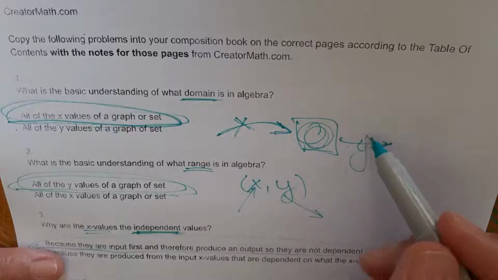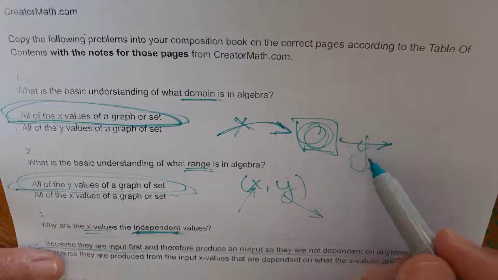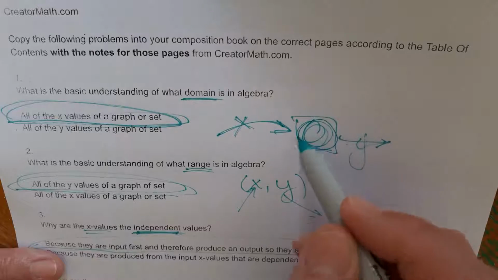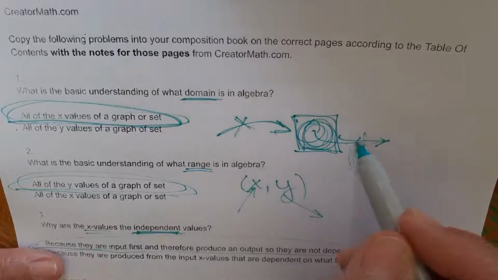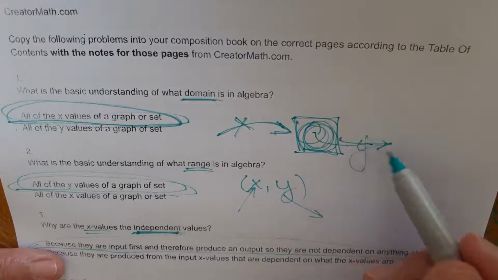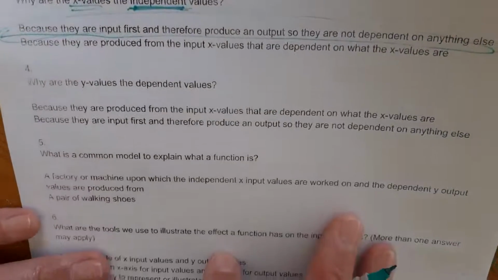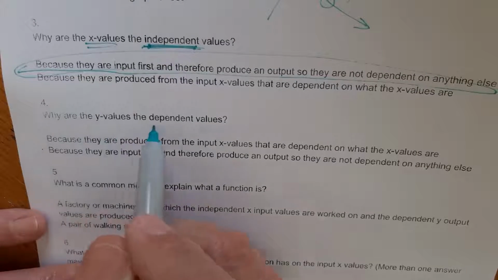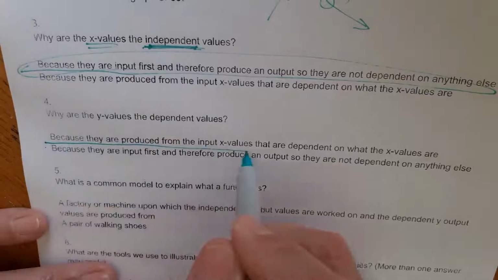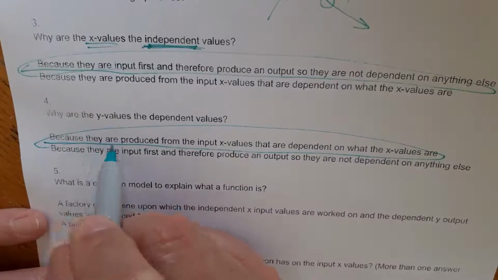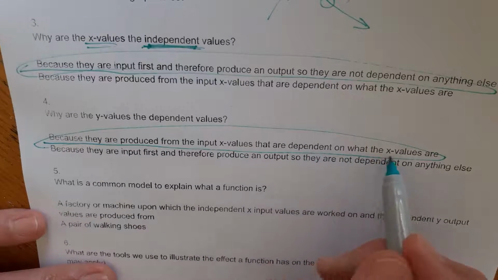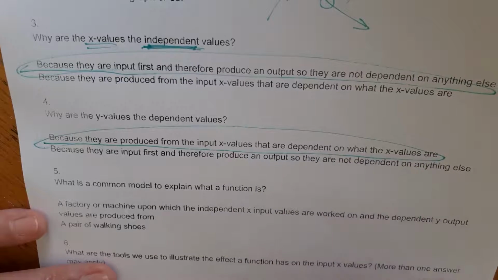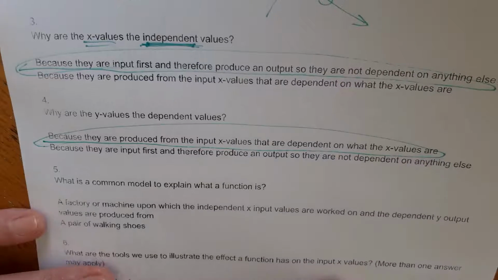But these people over here, they haven't outgrown the house yet. They are still under the roof of their parent or guardian or what have you. And so they depend on what happens in the factory here, or home. And so they're dependents, right? If you're thinking of that term, the way it's used culturally in our society. So why are the y values dependent? Because they are produced from the input x values. So because they are produced, they are dependent on what the x values are. Right? So the independents get put in and the dependents get spit out.